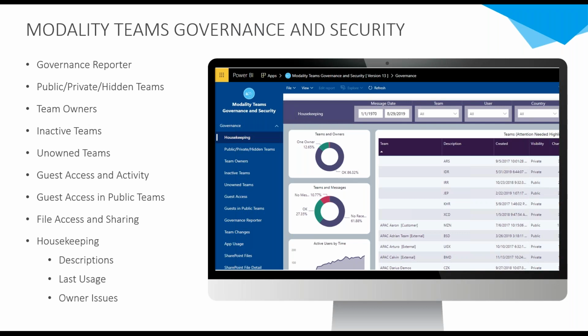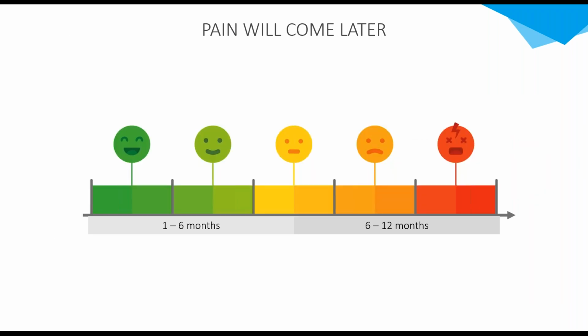But we need to make sure that we don't end up with lots of old teams, legacy teams, teams that aren't being used, teams that have people in them that should no longer be in them, that kind of thing. So let's have a little look at the demo in a second. But the main point here is you can roll out teams and crack on with it and get people using it. If you don't apply that security and governance, the pain will come later on.